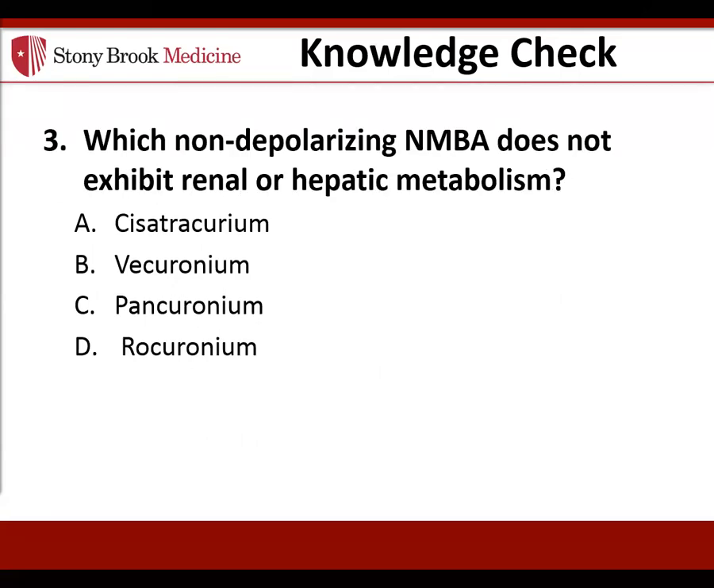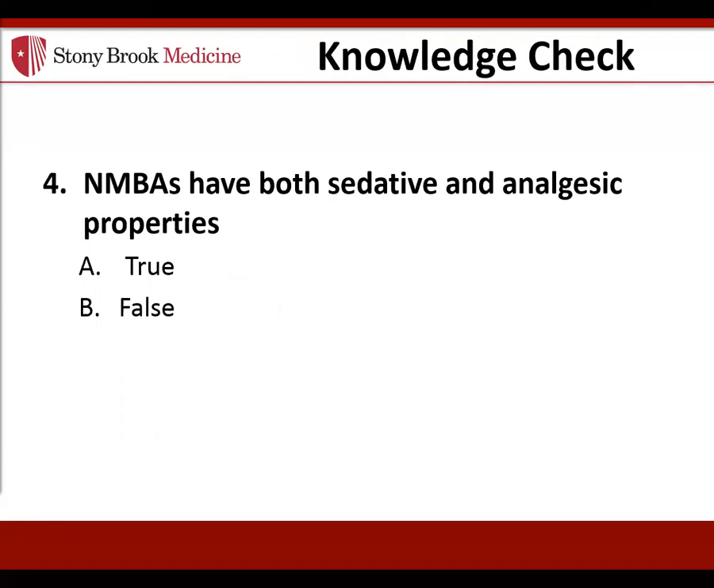And which non-depolarizing neuromuscular blocker does not exhibit renal or hepatic metabolism? Okay, perfect. It's cisatracurium. And neuromuscular blocking agents have both sedative and analgesic properties, true or false?